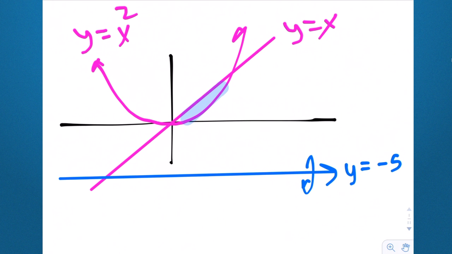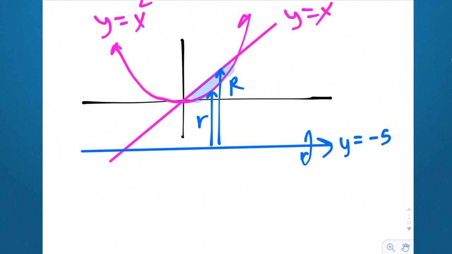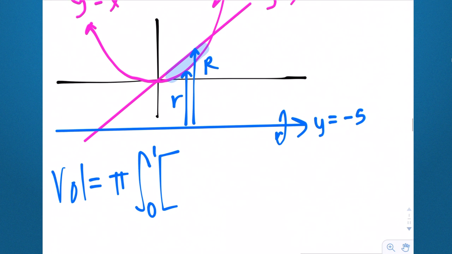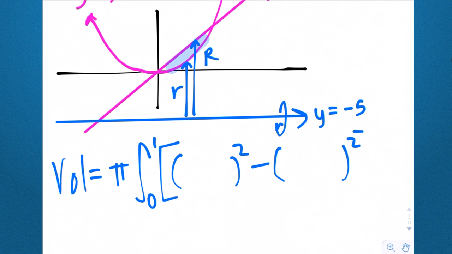So from the axis to the first curve is little r. From the axis to the second curve is big R. So the volume is going to be what goes out front? Pi. Sum of the infinitely thin slices from x equals 0 to x equals 1. Beefy blue bracket. Big R squared minus little r squared. Close beefy blue bracket dx.